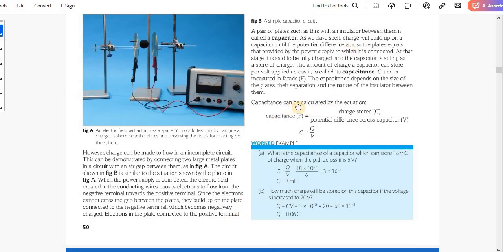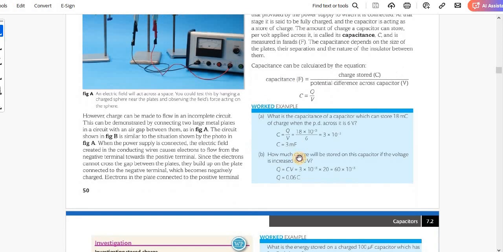So remember, capacitance can be calculated by the equation. Capacitance has the unit farad, capital F, and is equal to the charge stored on one plate of the capacitor divided by the potential difference across the capacitor, meaning across the plates of the capacitor. This is the equation in symbols. C is the capacitance, equals Q over V.